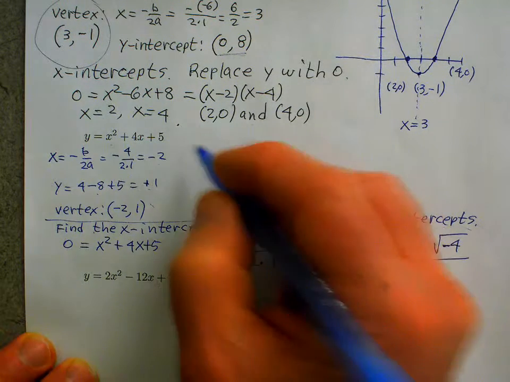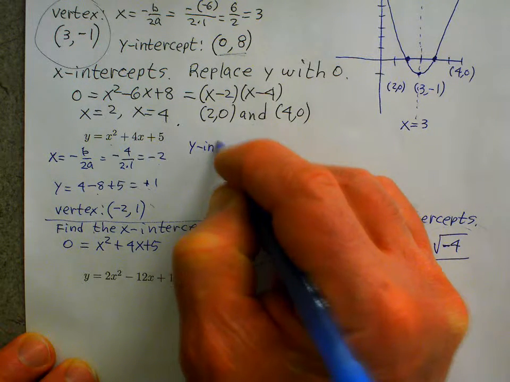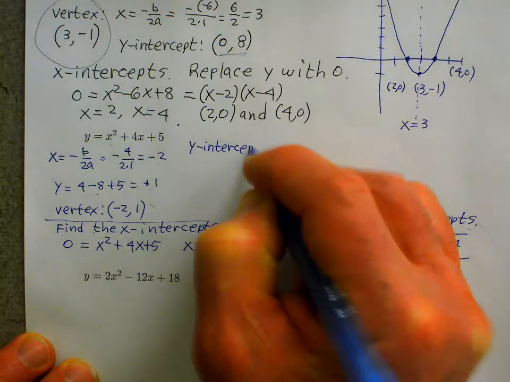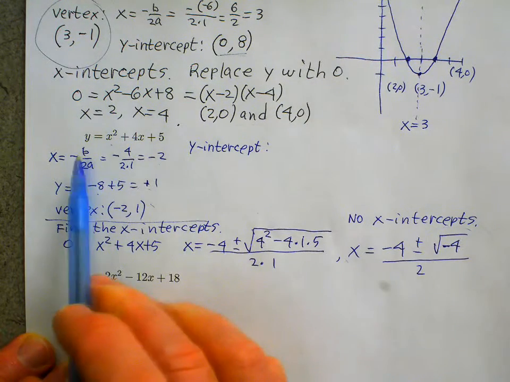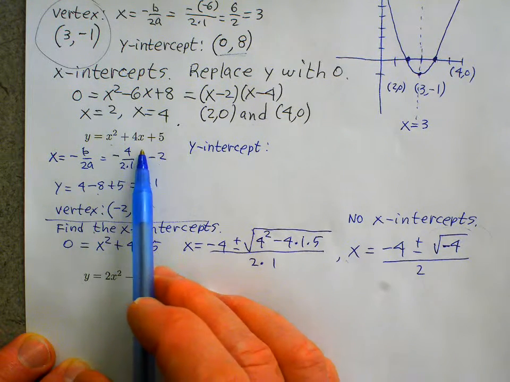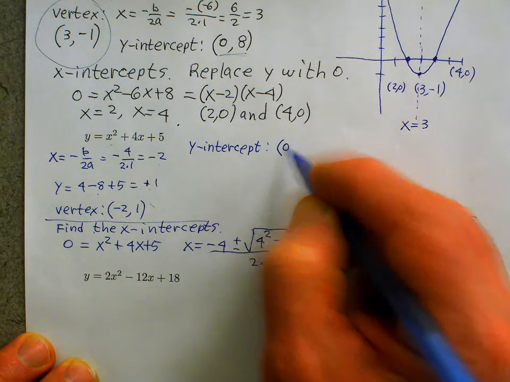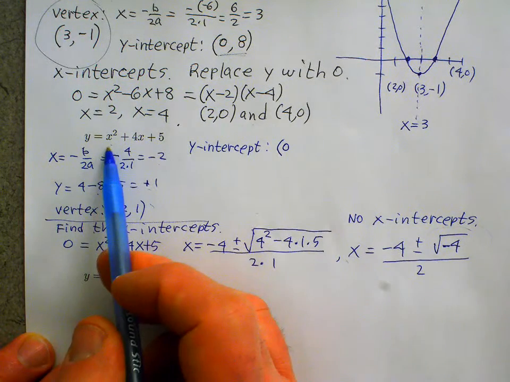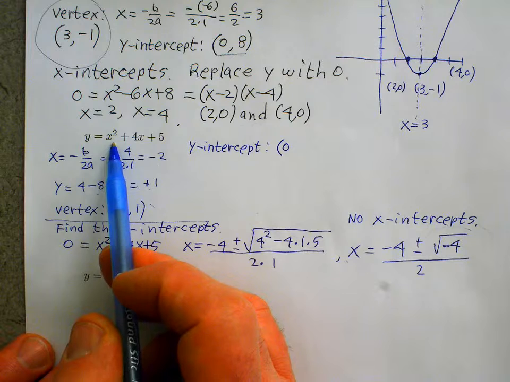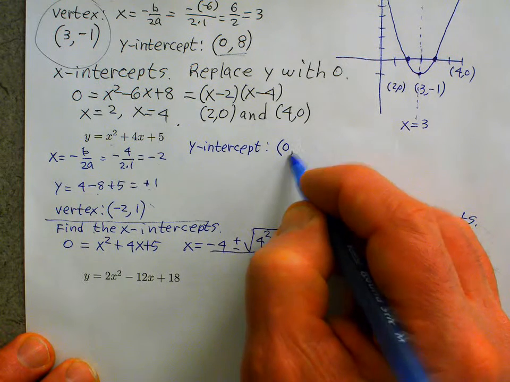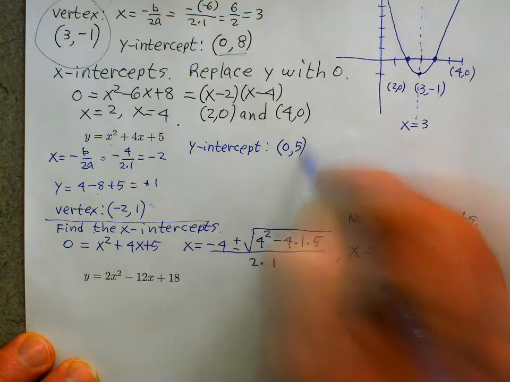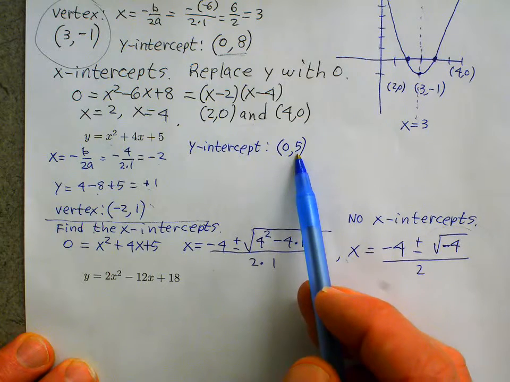The y-intercept: every quadratic function has a y-intercept. The x-coordinate is 0, so to find the y-intercept, replace x with 0, and we get y equals 5 for the y-intercept.